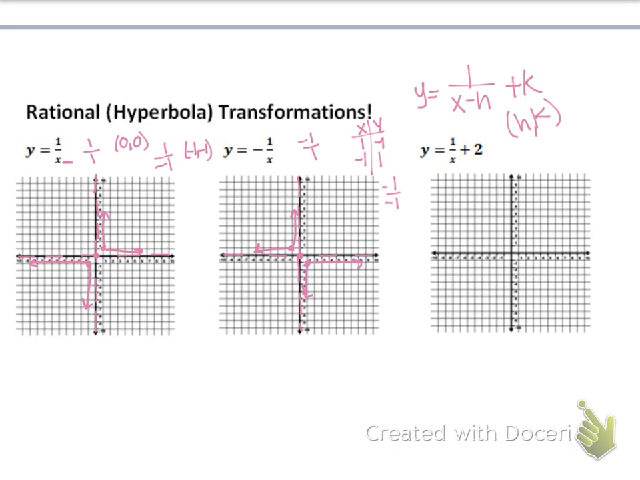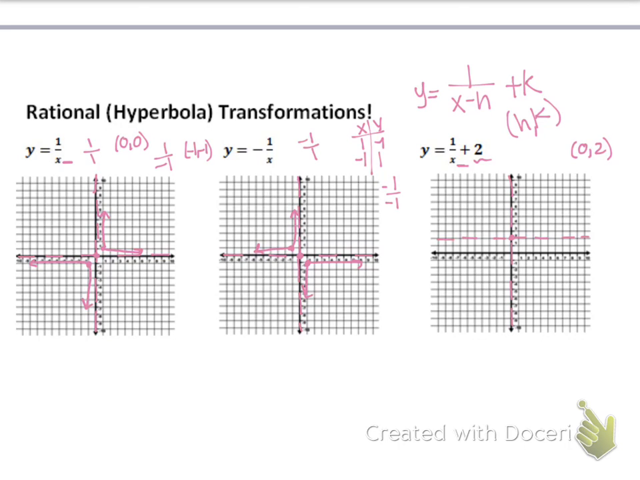Okay, this is going to shift my whole hyperbola up 2, because that +2 is sitting on the outside. So my h is still 0. My k is now 2. So if I put a point at 0, 2, that's what I'm going to build my asymptotes off of. So I go my left to right, and then I go my up and down.